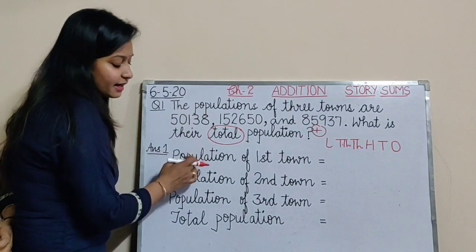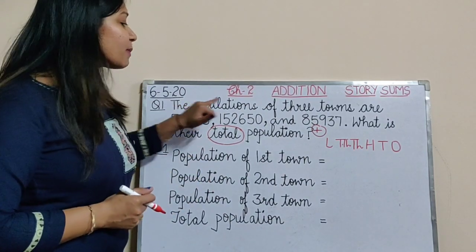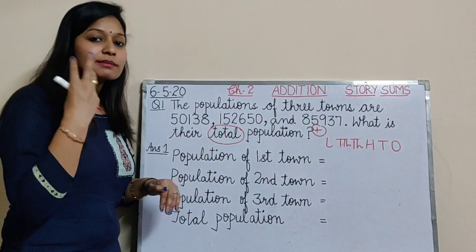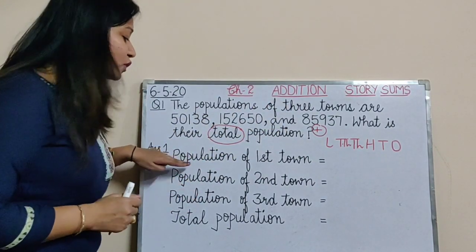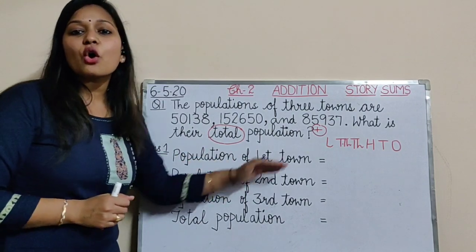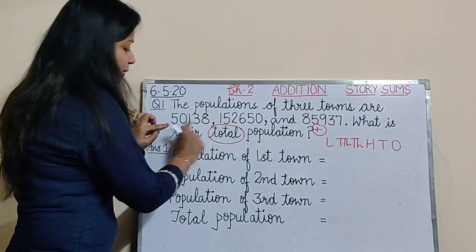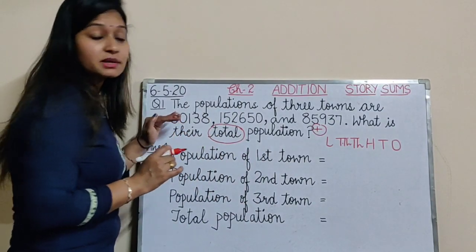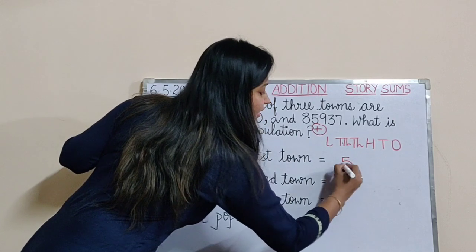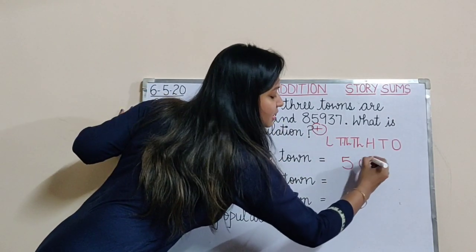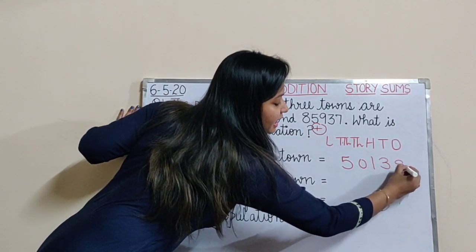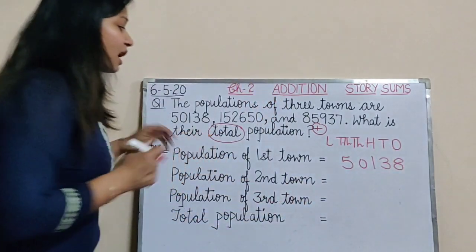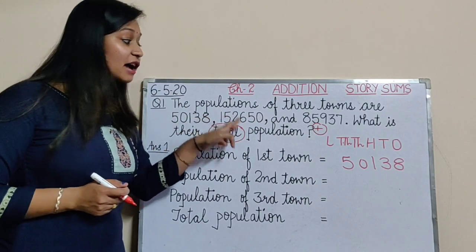So let's see, and now let's make the statement. The population of 3 towns means 3 numbers are given to us. So it means 3 main statements will be there. First statement is population of first town. So what is the population of first town? Let's see, 1, 2, 3, 4, 5. 5 digit numbers are here. So we are going to start writing from here. 5, 0, 1, 3, 8. Understood? Next number is 1,52,000.